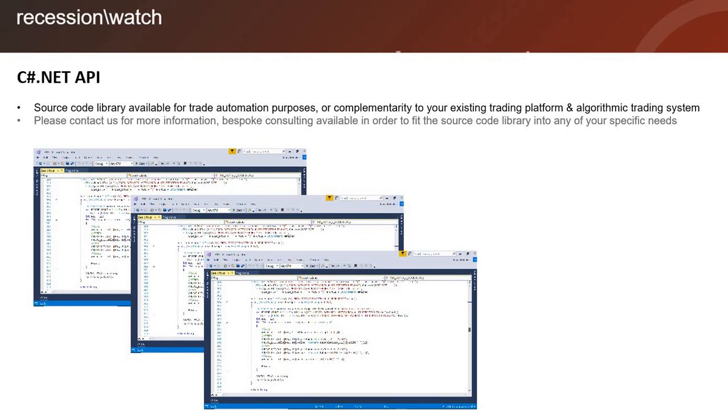Finishing up this presentation with the C#.NET API. So along with this Excel spreadsheet, there's an API that provides automation to a good number of clients. The source code library is available for trade automation purposes or complementarity to any of our clients' existing trading platform or algorithmic trading system.